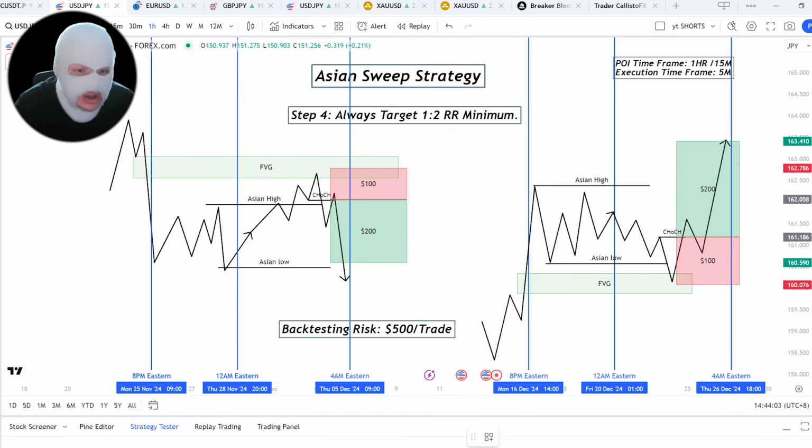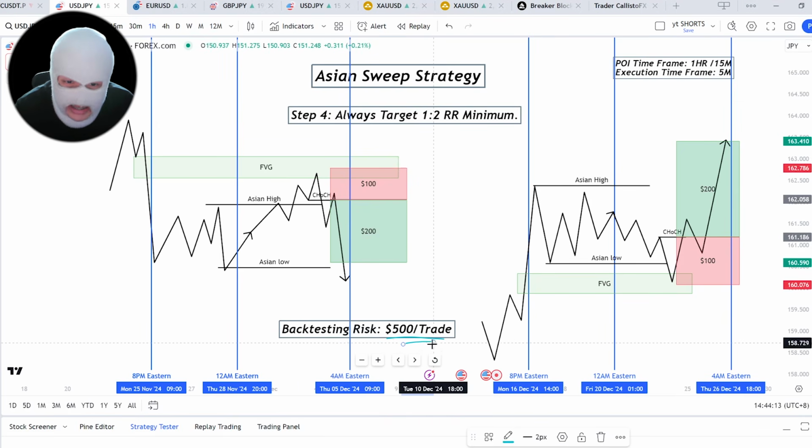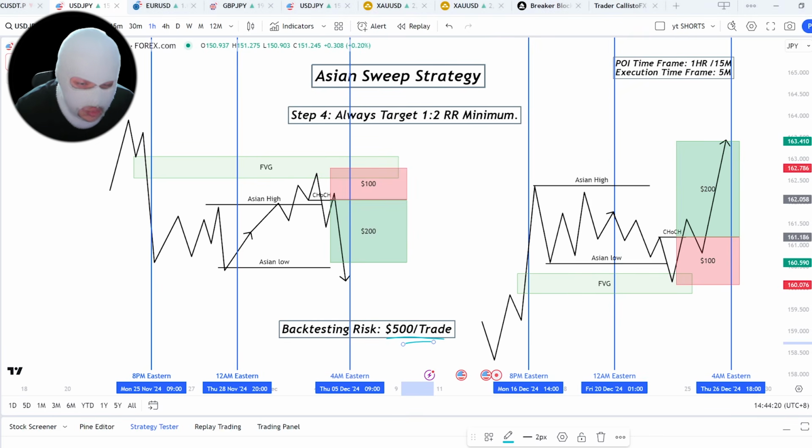Now, if you're still a bit confused about how this strategy works, let's take a look at a few real examples to solidify your concepts. For data collection's sake, we are going to risk $500 per trade in these backtests. We are also going to take down notes of the RR of each trade, our potential risk exposure, and our net profit and loss for each trade. Let's start with day 1 of the backtest.